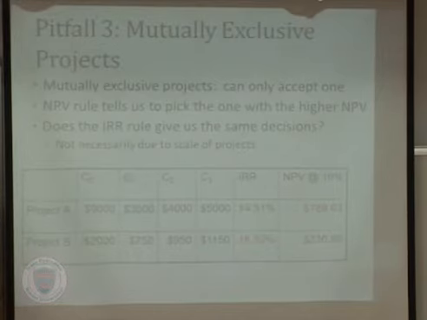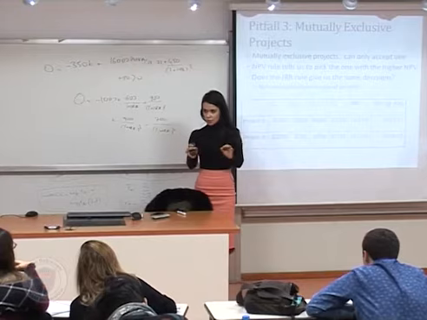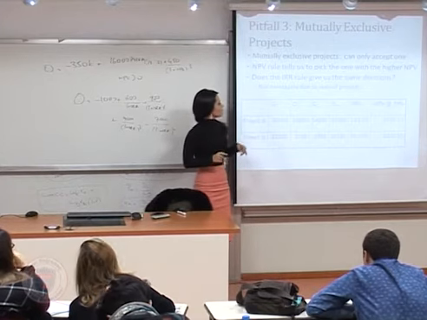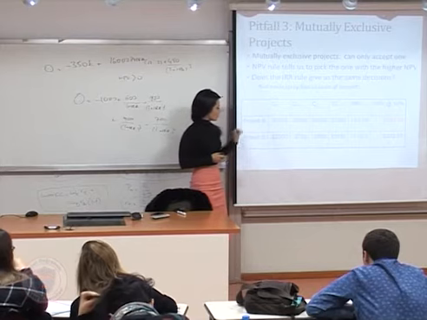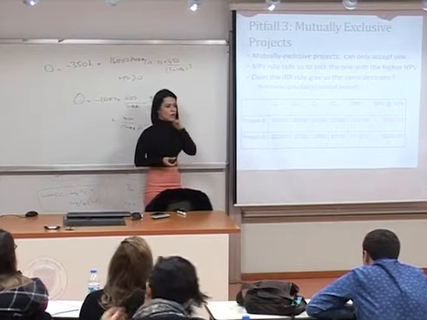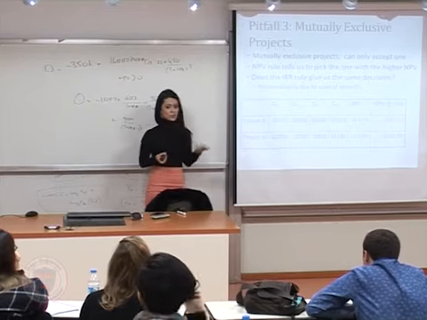Okay. The third pitfall of IRR was mutually exclusive projects. What is that? You can only take one project, not the other. You cannot take both of the projects at the same time. You have to pick one. So what we're going to do is look at this example, calculate IRRs and NPVs, and then try to figure out which project is better.